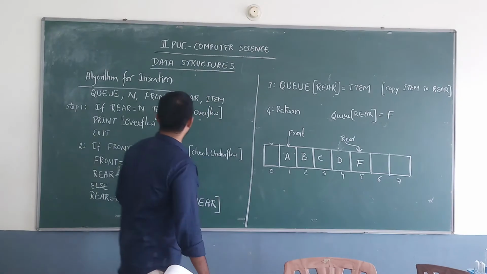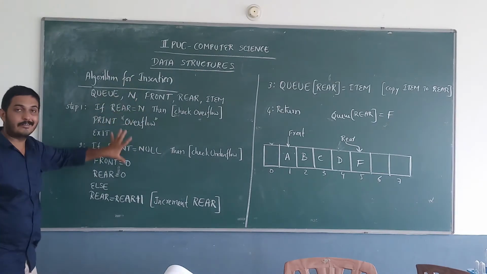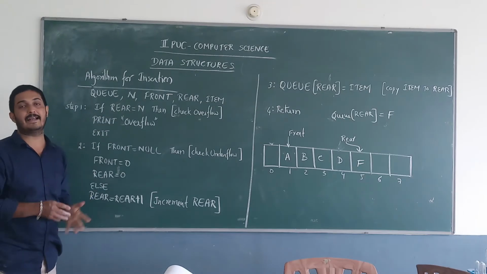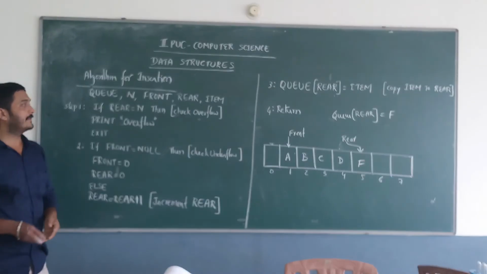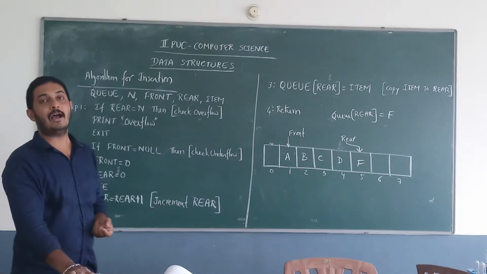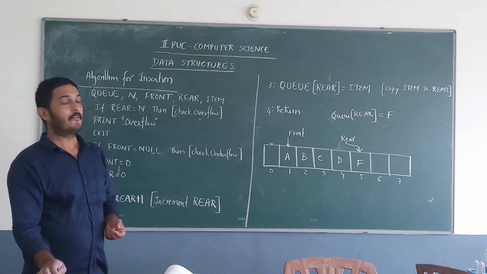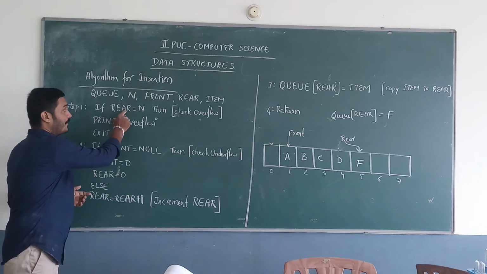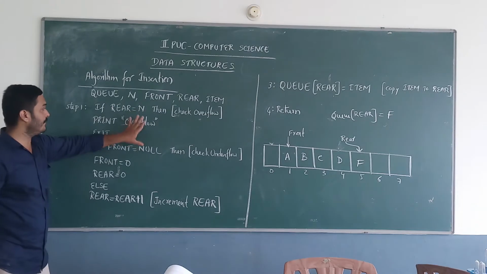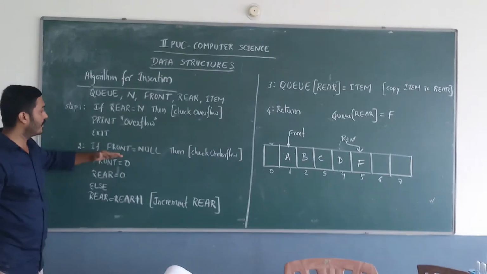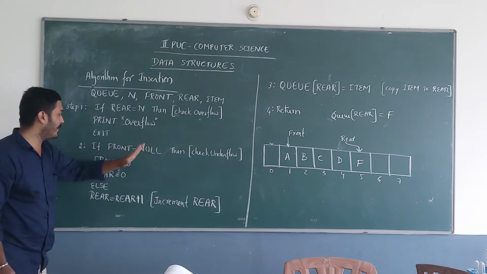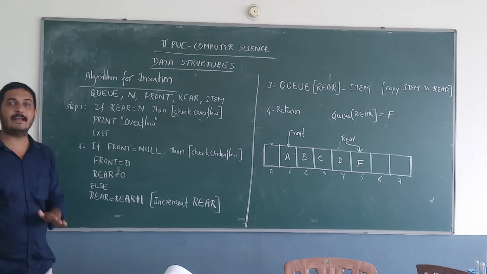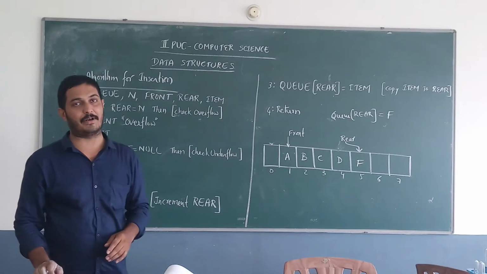So this whole algorithm includes how to insert an element into the queue. There are two conditions we can have, one is front and the other one is rear. If rear equal to n, then we have to check overflow. If front equal to null, we have to check underflow. These are about the queue insertion operation.